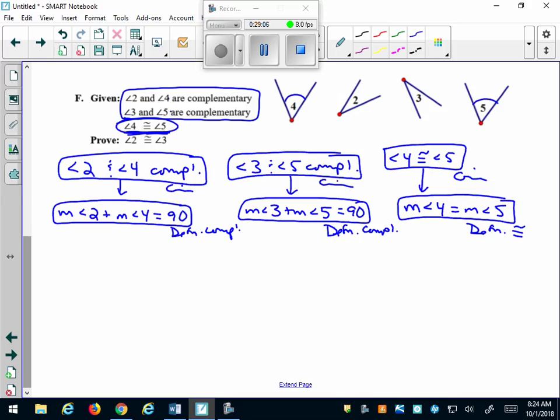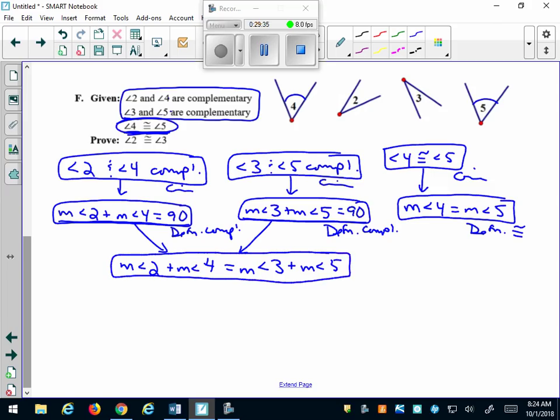Now, let's look. We have two things that are both equal to 90. So again, pause the video and make a statement from these two. Okay, hopefully you recognize now that if you have two things that are equal to the same value, then you can set them equal to each other. So measure of angle 2 plus measure of angle 4 equals measure of angle 3 plus measure of angle 5 by substitution.